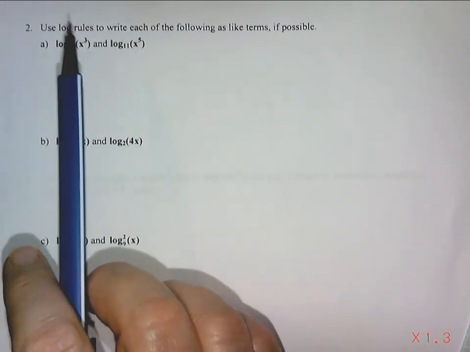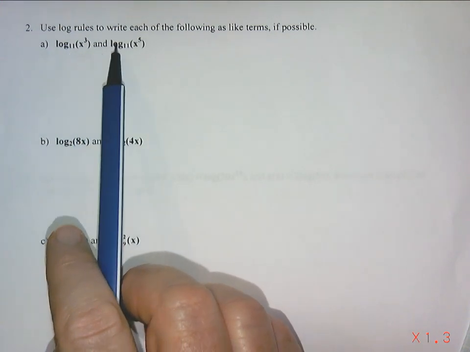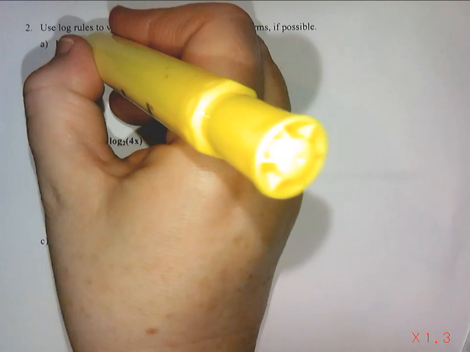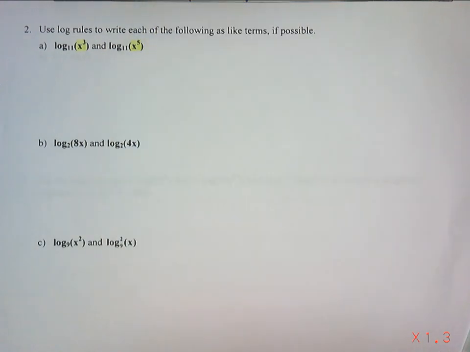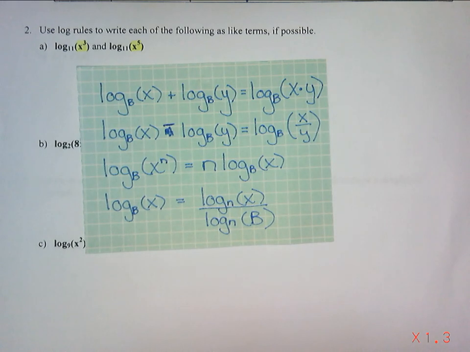All right, so we're going to use those to help us see if we can find a way to write these as like terms. So up first, I have log base 11 of x cubed and log base 11 of x to the 5. When I look at this, I want to first identify what about them makes them not like terms. They have the same base, but right now they have different arguments. So I want to see, is there a way for me to do something so that they have the same argument? So I'm going to take a look at my log rules and see if I have anything here that might help me.